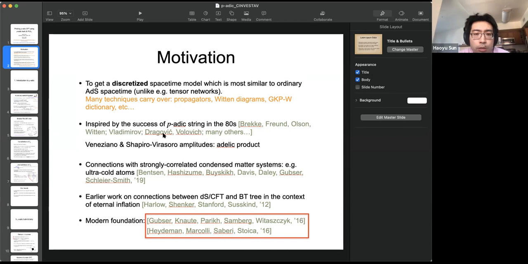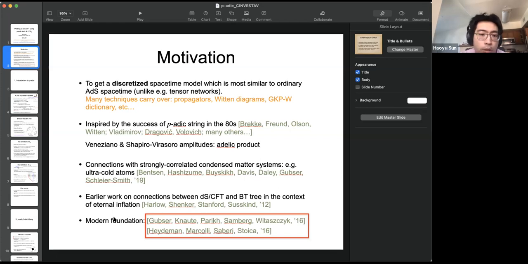And p-Adic field theory enjoys connections with strongly correlated condensed matter systems, for example, ultra cold atoms. It is a collaboration between theorists and the experimentalists. They propose some experimental proposal to detect this non-Archimedean geometry underlying the ultra cold atoms. And I would like to also mention that there's an earlier work on the connection between the zeta CFT and dS3. It is making an analogy between the dS3 and eternal inflation. It is the work done by the Stanford group back in 2012, but this will not be our focus today.